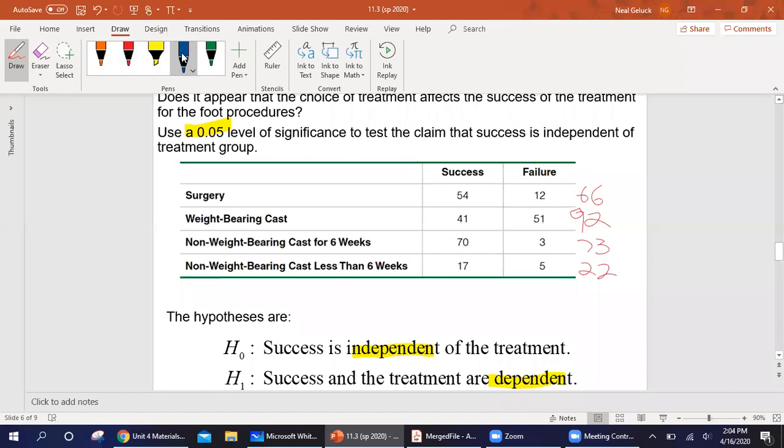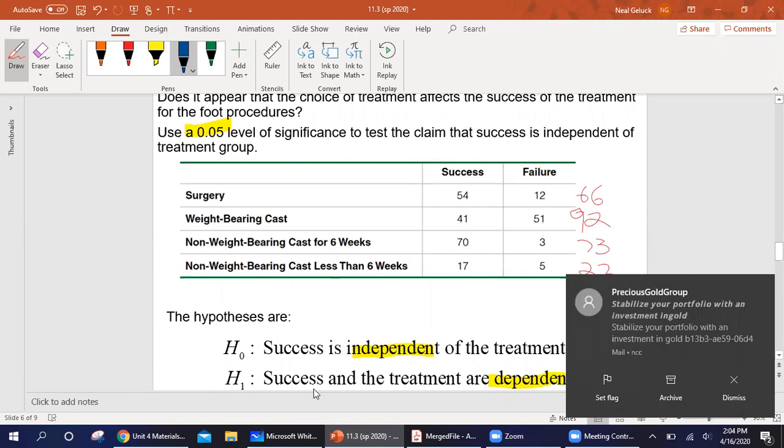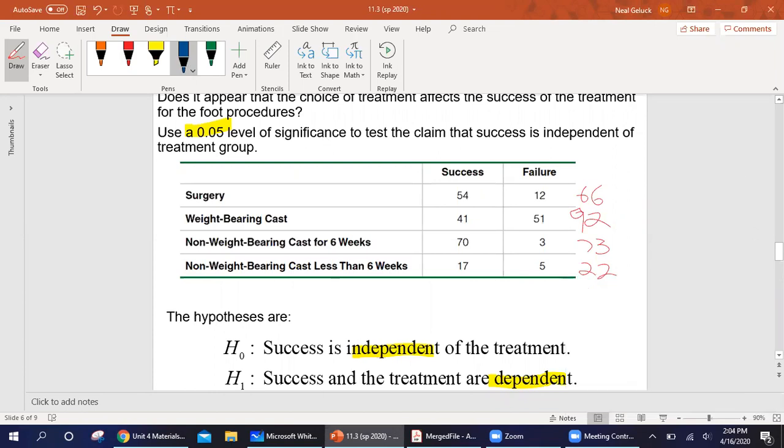For the columns, the column of success, the first column, if I add up 54, 41, all that fun stuff, 70 and 17, I end up with 182. If I add up 12, 51, 3, and 5, that adds up to 71. Again, I will need these numbers. I also need the grand total, which would be adding up all 8 numbers. If you add up all 8 numbers, I believe you get 253.